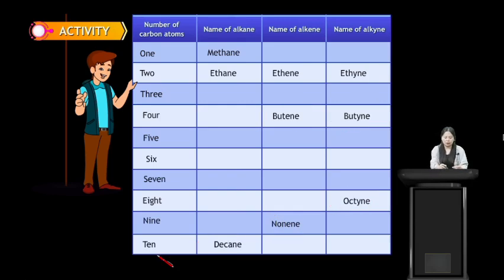Okay, note this down, complete this chart. Okay, this will be empty. There is no alkene and alkyne with 1 carbon atom, but the rest, I hope you will be able to write the name of alkane, name of alkene, and name of alkyne depending on the number of carbon atoms. So completing this chart will be your homework. Okay.